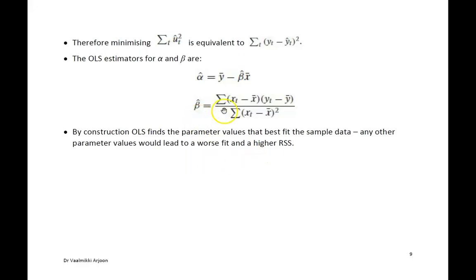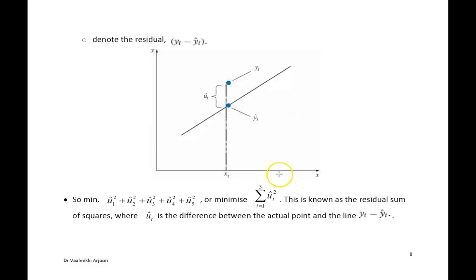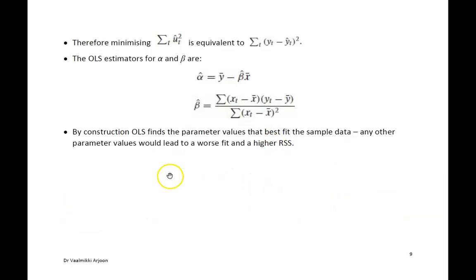And OLS, which you do on your econometrics software with a click of a button, gives you the value of alpha and beta. So you don't actually have to work this out by hand. Now, by construction, OLS finds the parameter values of alpha and beta that best fit the sample data. Any other parameter values will lead to a worse fit and a higher sum of squares of the residuals, or the residual sum of squares, RSS.